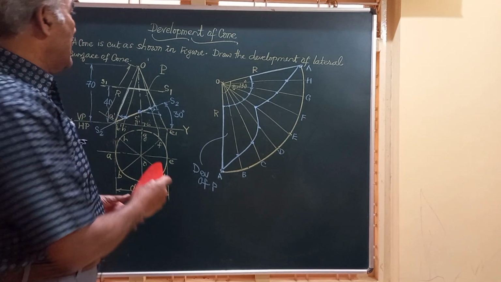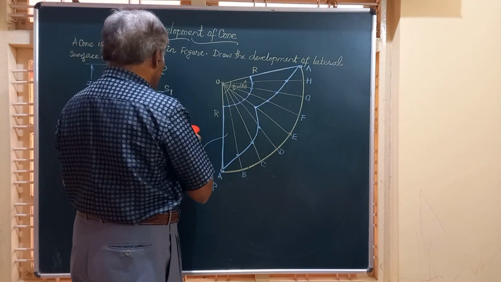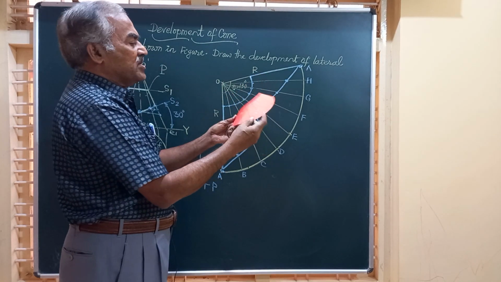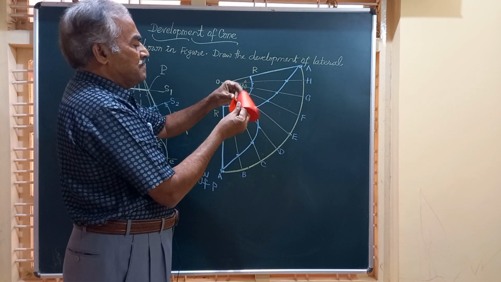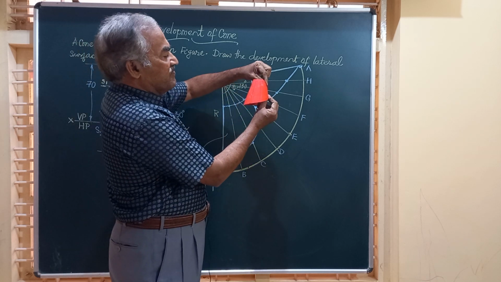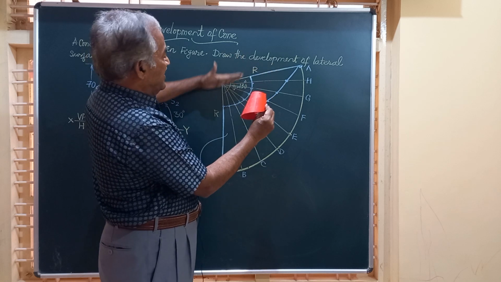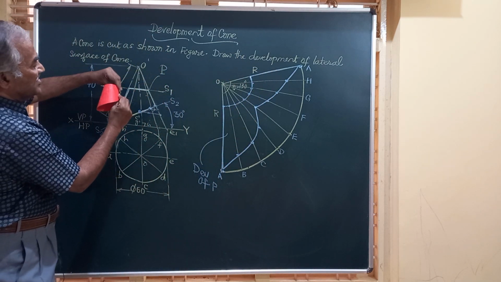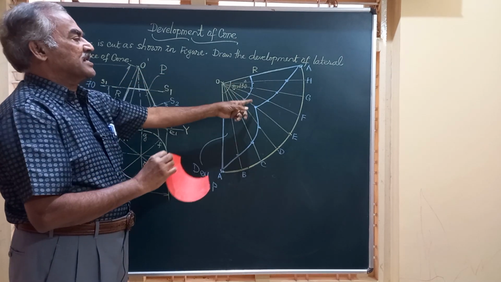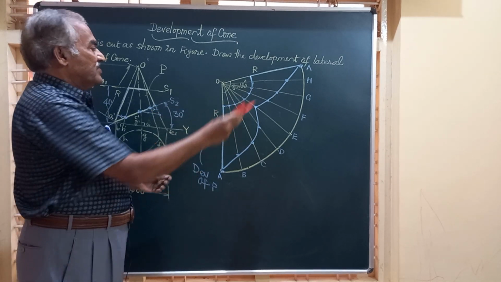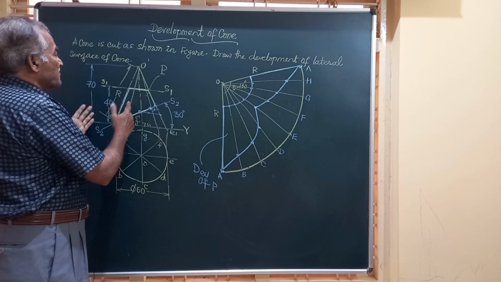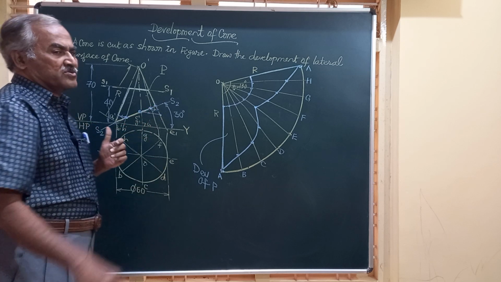Friends, after getting this development, if you fold it, it will be something like this. It all depends on from which point you are starting. And if you fold like this, friends, you are going to get the front view like this. That is, the front view will have a top surface like this, and this bottom face is cut at an angle like this. And if you spread it open, this is the development you get. And friends, we have completed the development of the portion of the cone between S1, S1 and S2, S2.